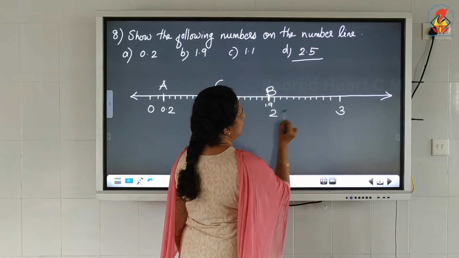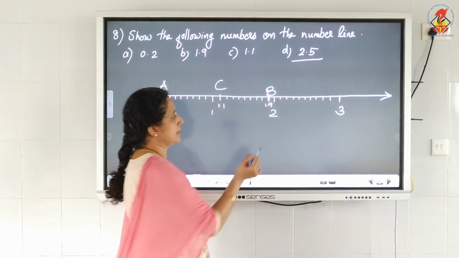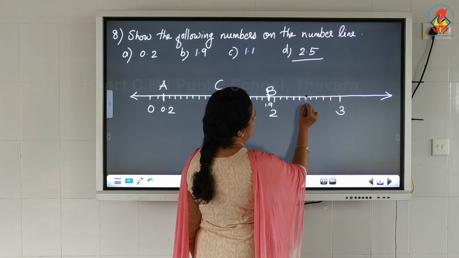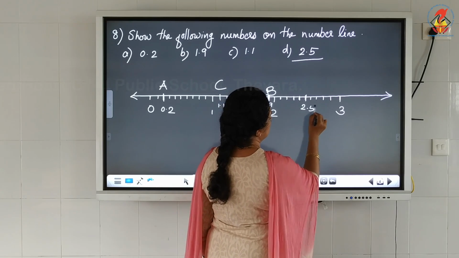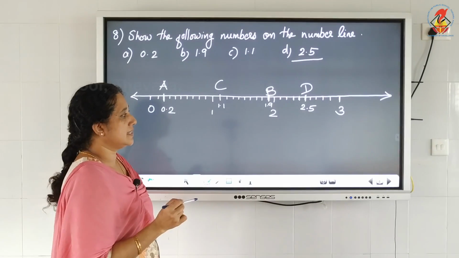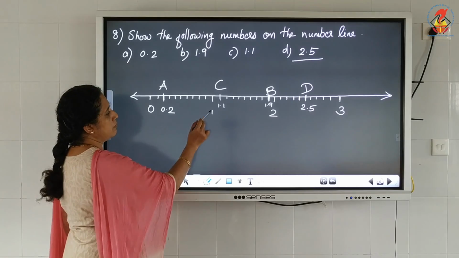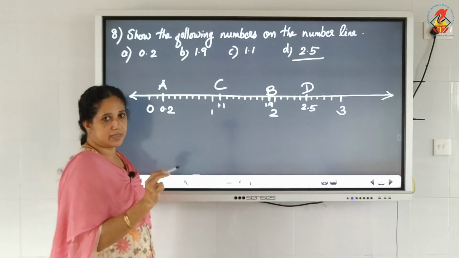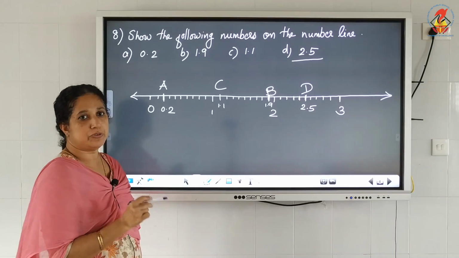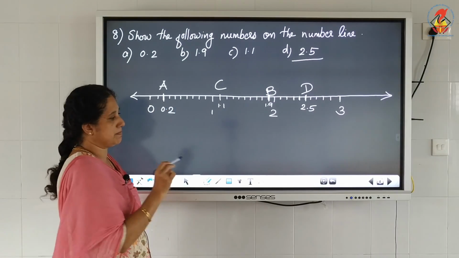Next 2.5. 2.5 lies between 2 and 3. And after 2 you have to take the fifth part. So 2.1, 2.2, 2.3, 2.4, 2.5. So the point D represents the decimal number 2.5. So you have to mark 0, 1, 2, 3 at equal distances, and after that the distance between 0 and 1 should be again divided into 10 equal parts. So those distances also should be the same.